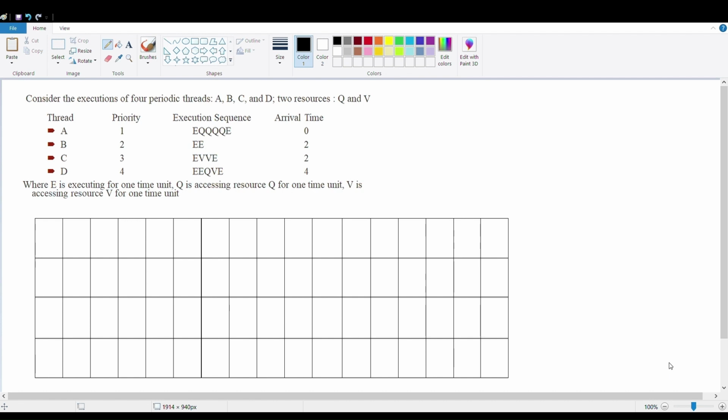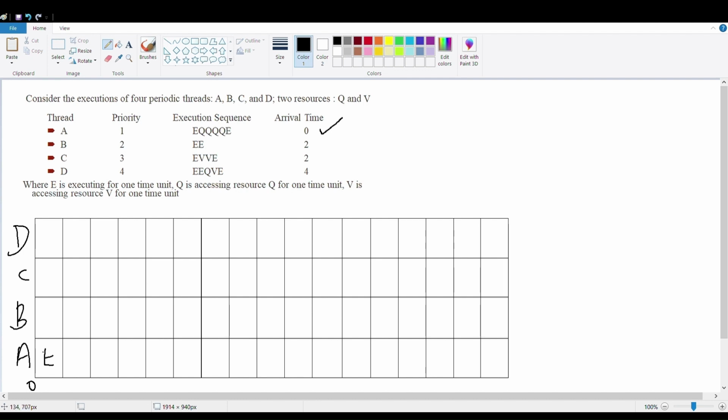There are four processes in the system: A, B, C, D. They enter the system according to the arrival time, starting from A. I will write here A, B, C, and D. Process A will start the execution because A arrives at time 0. At time 0 there was no other process, just A was in the system, right? So A will start to execute.